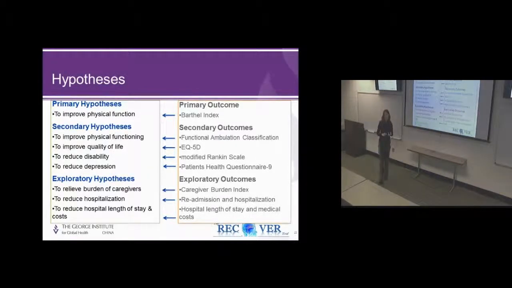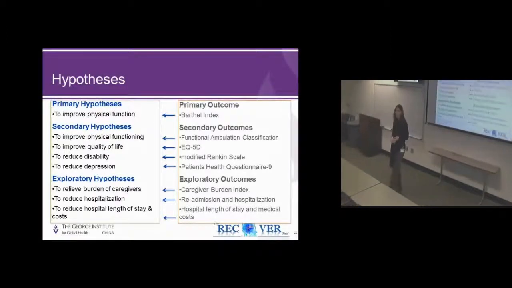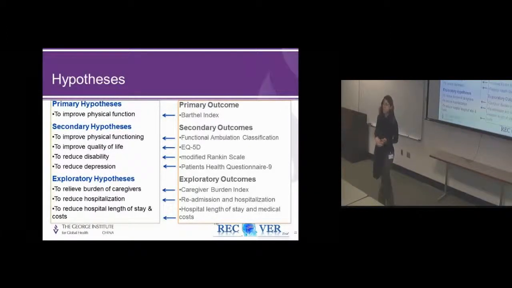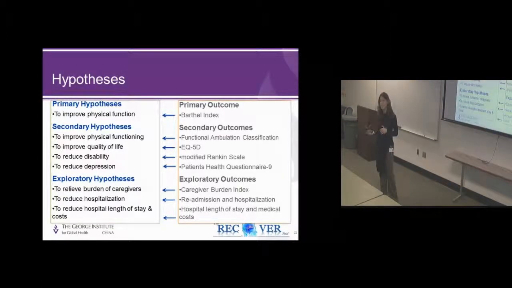Secondarily, we'll be focusing on physical functioning, and you can see the instruments that we'll be using: quality of life, a global measure of disability and depression. And then we're going to explore, and we're still having discussions of how to best measure and address the burden on caregivers. Some of that discussion is around consenting the caregivers.